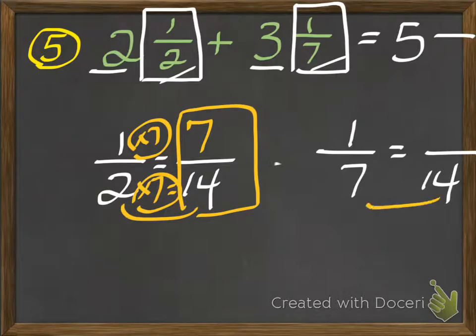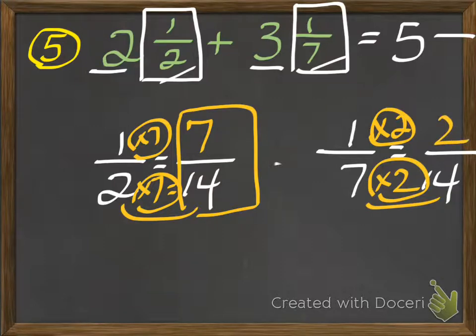To get from 7 to 14, I have to multiply it times 2. 7 times 2 is 14. Whatever I do on the bottom, I have to do on the top. I multiplied the bottom by 2, so I have to multiply the top by 2. 1 times 2 is 2. So my new fraction is 2/14, sorry.